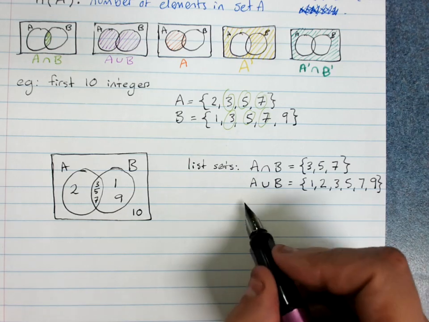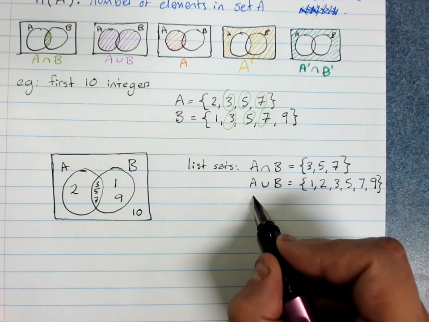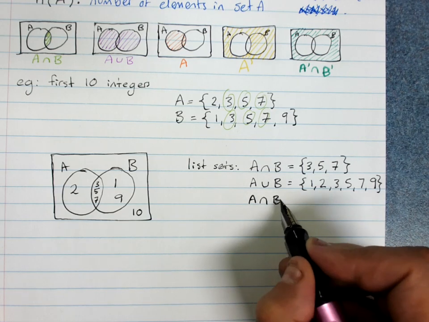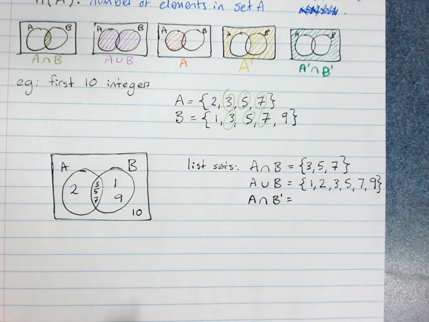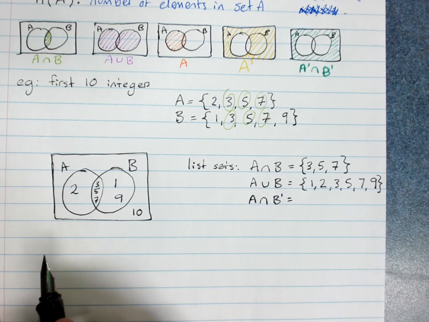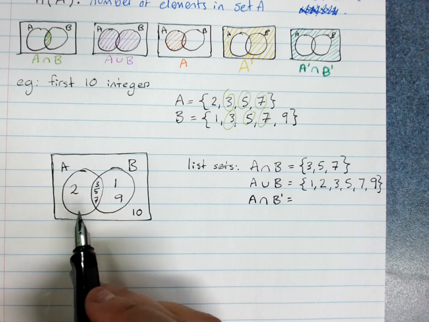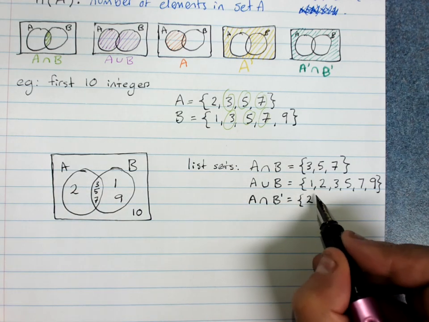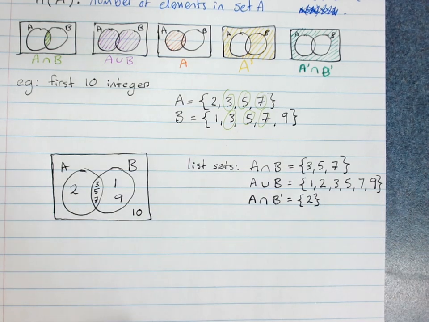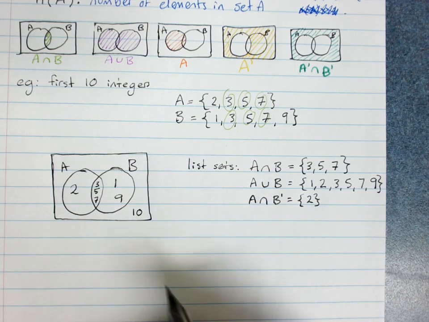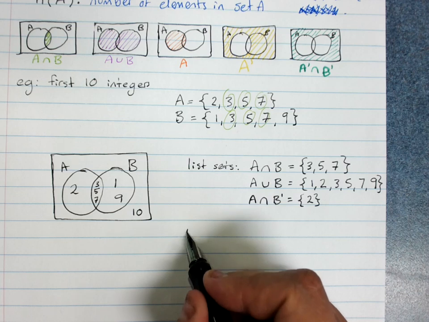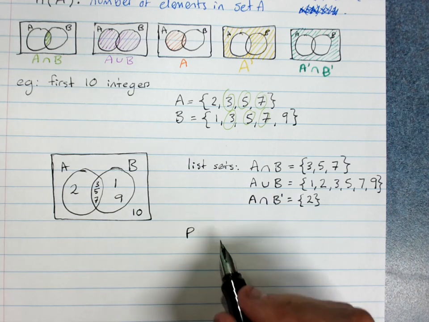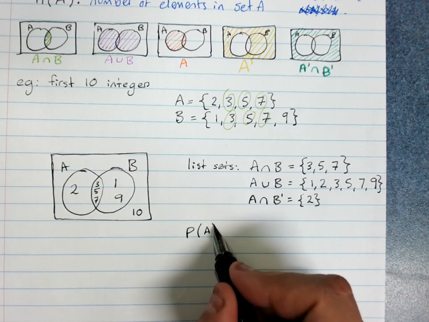In fact, let's do that one. A and not B. Have a look at it. It has to be in set A and not be in B, so that set is, that's our little number 2 right there.